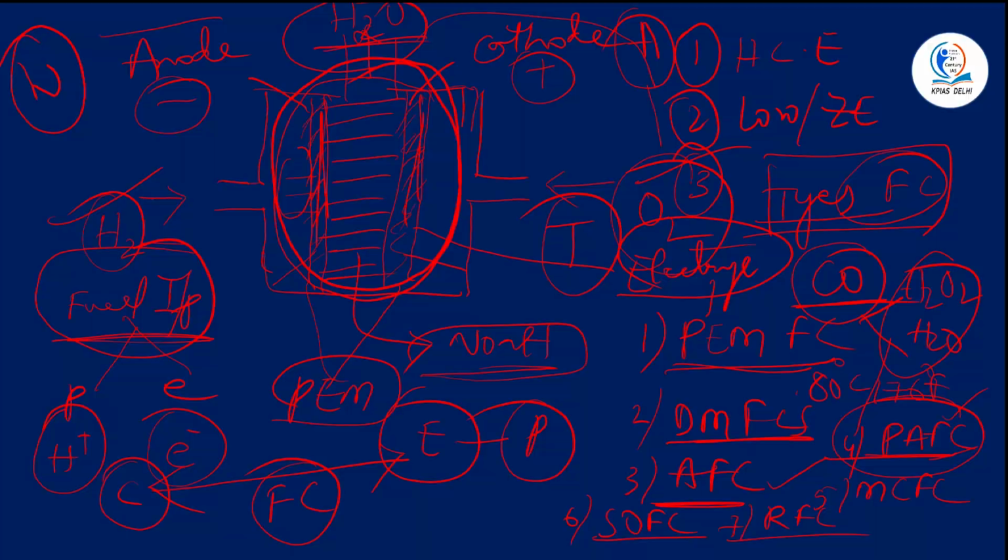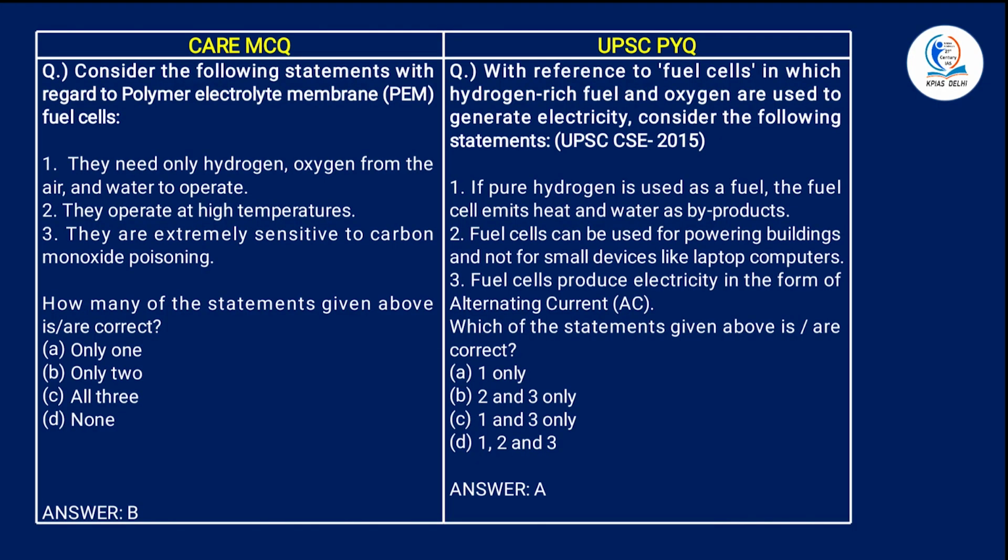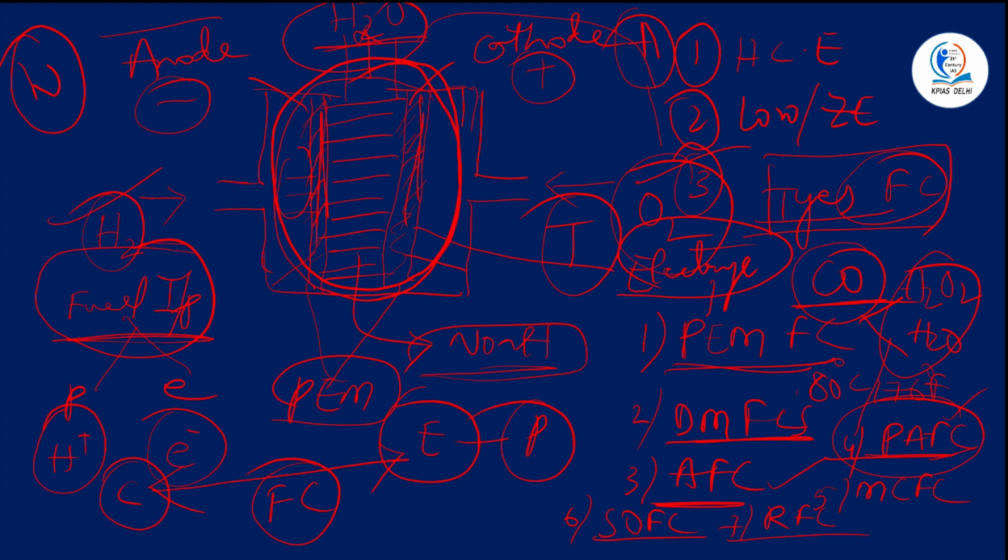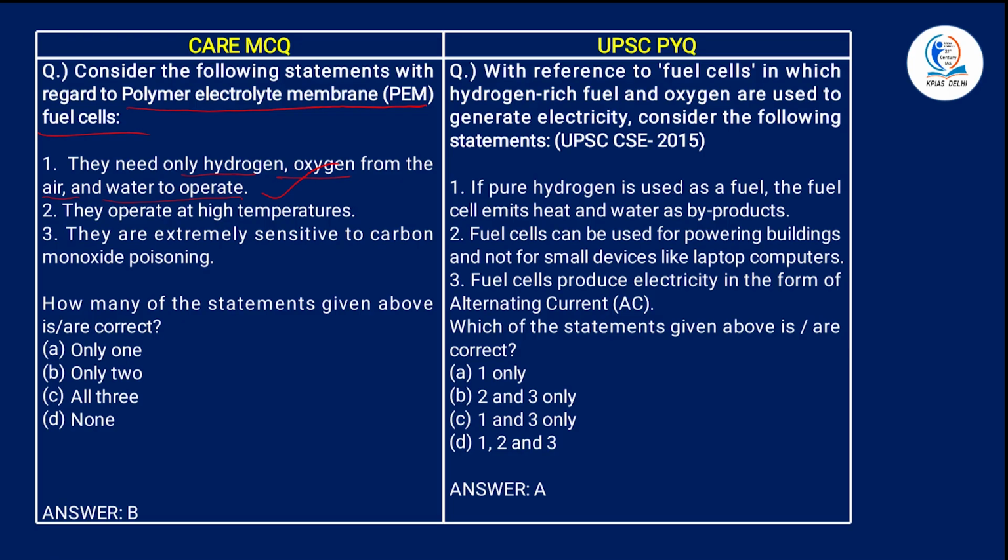So now move on to the multiple choice question, which is based on this particular topic. So consider the following statements with respect to polymer electrolyte membrane PEM fuel cells. We have already discussed this in brief. If you look at this, they need only hydrogen, oxygen from air and water to operate. As I told you in the earlier slide, you require only hydrogen and only oxygen, which is available in the air and produced through water, H2O. So this statement is absolutely true.